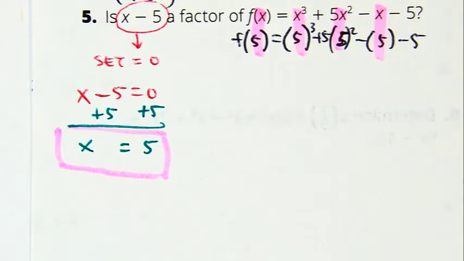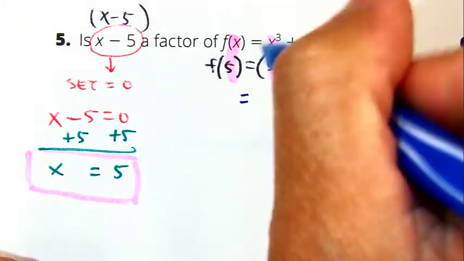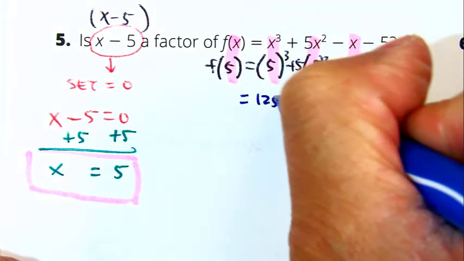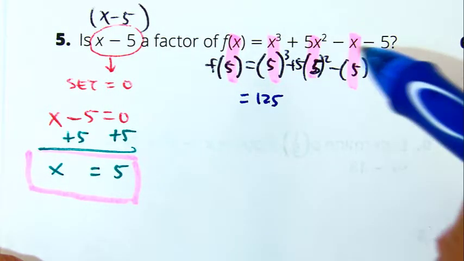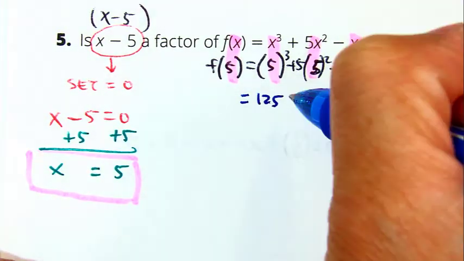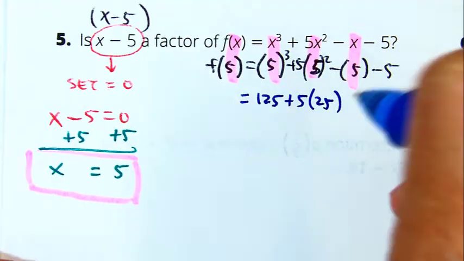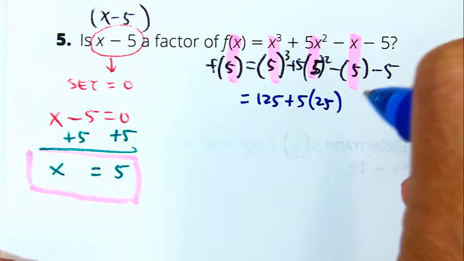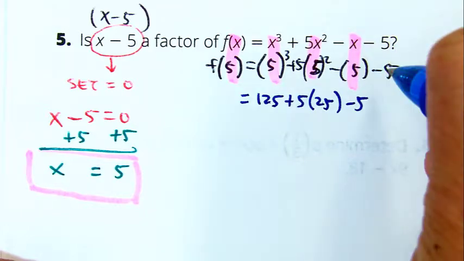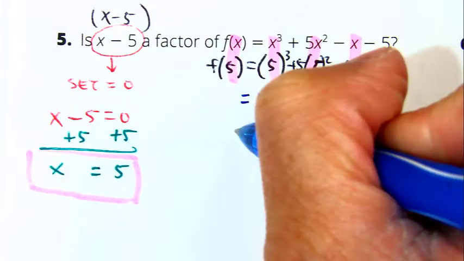Angel R. 5 to the third power. Angel, should I do 5 squared or 5 times 5? Which is what? Good. This one becomes? Yep. Angel R, keep going.